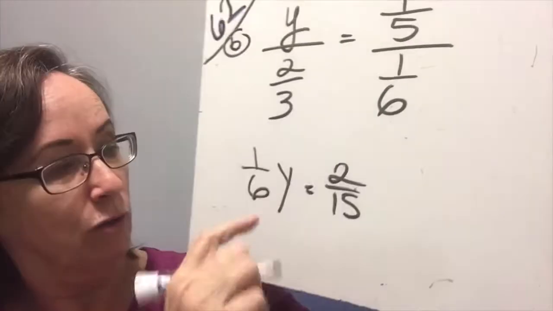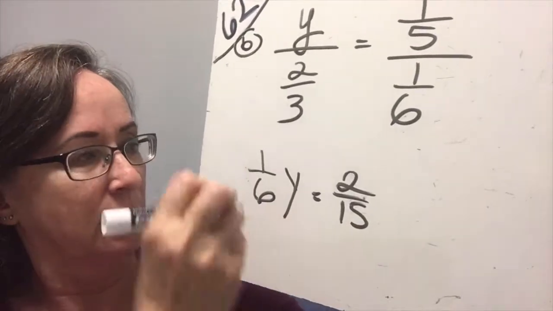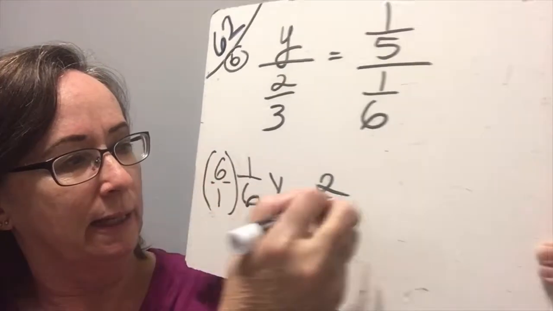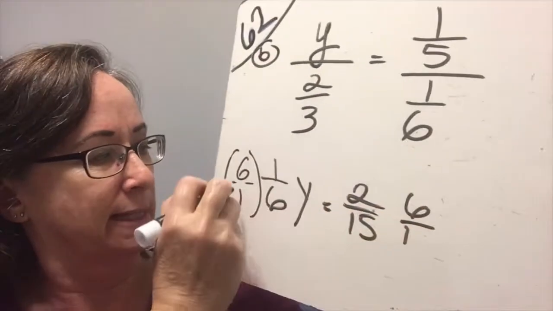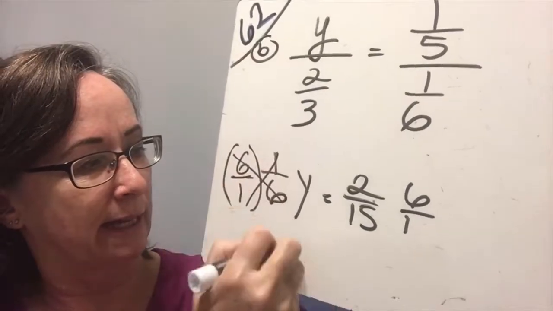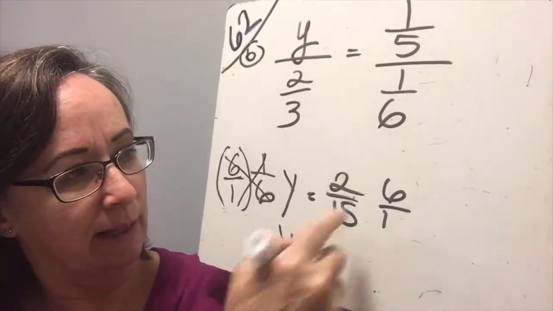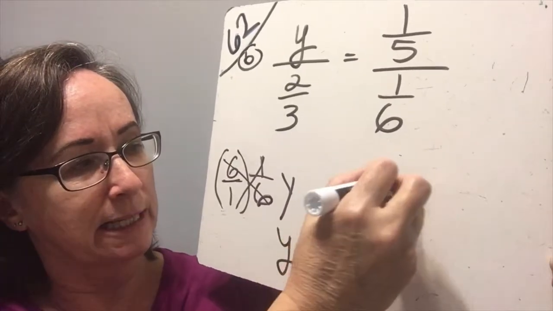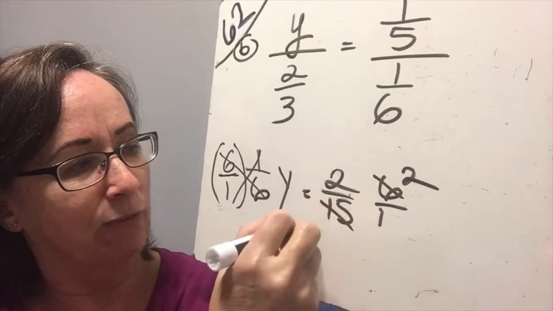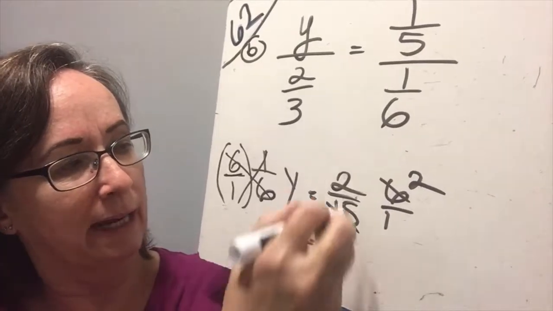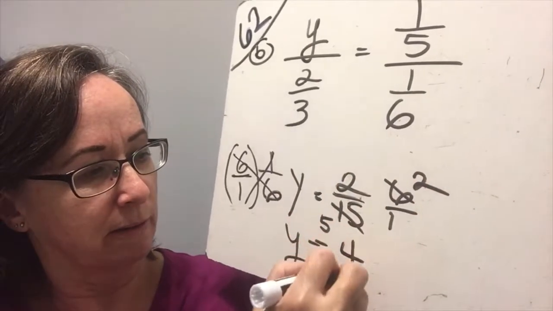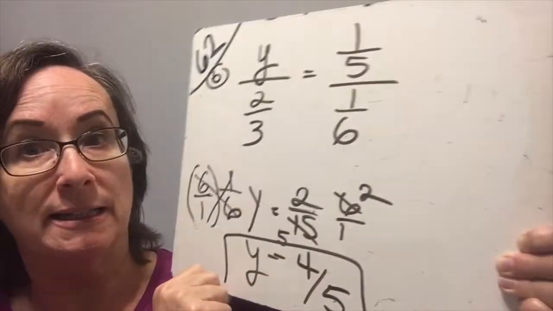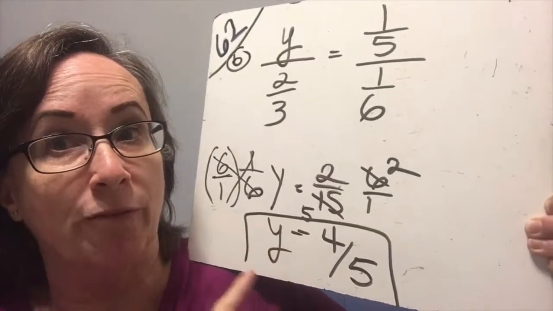So now, don't we need to get y by itself? So we will multiply by the reciprocal with 6 over 1 and 6 over 1 on this side. This cancels, and I get y equals nothing. Well, I've got a 3 in here and a 3 in here. So 6 divided by 3 is 2. 15 divided by 3 is 5. And I get 4/5. Y is 4/5.